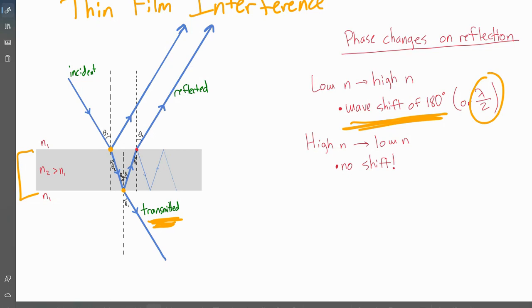Then when you go from a high index of refraction to a low index of refraction, there's no shift in wavelength, as far as reflected things go. So when you go from low n to high n, we get this phase shift of essentially half a wavelength. And when we go from high n to low n, there's no shift. It just continues being exactly the wave it was before.